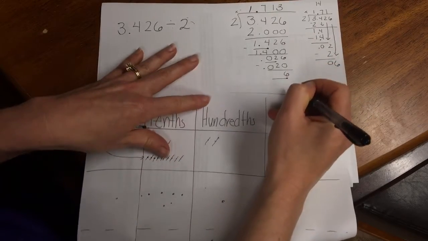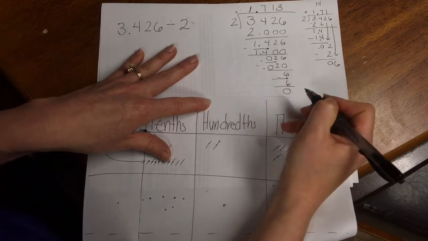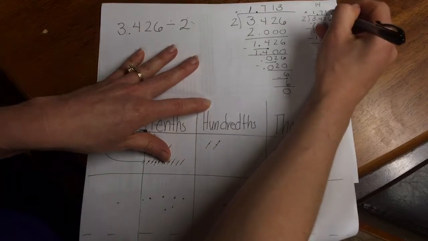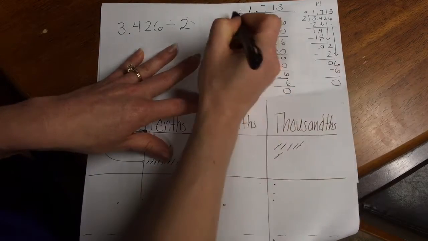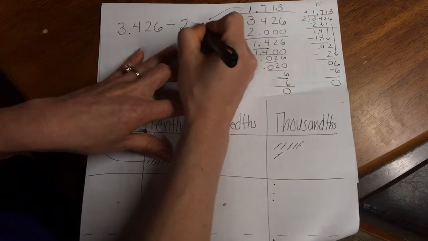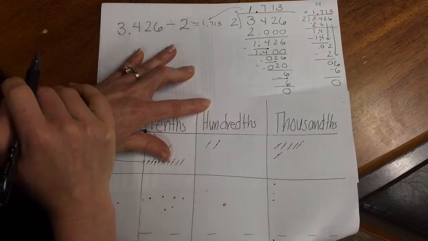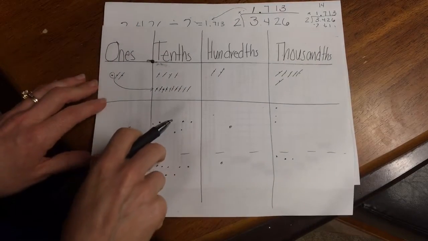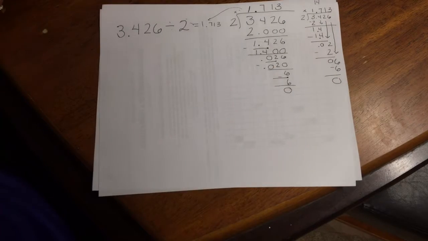3 times 2 is 6. We subtract them, we have 0. No remainder. 6 divided by 2 is also 3. 3 times 2 is 6. Subtract, no remainder. So my answer is 1 and 713 thousandths. You must do at least one of these on your problem set, but you can just revert to this once you're done. All right, we're going to do one more.